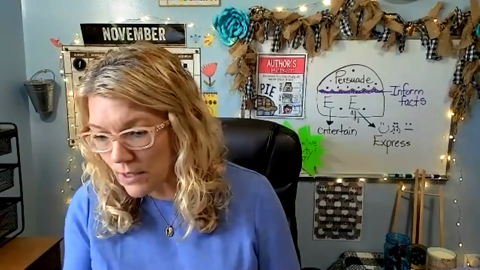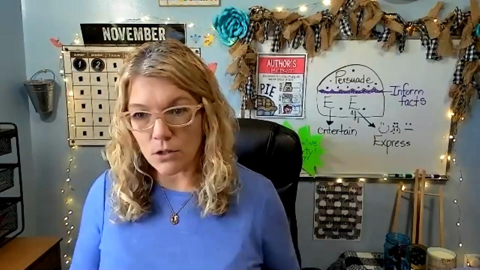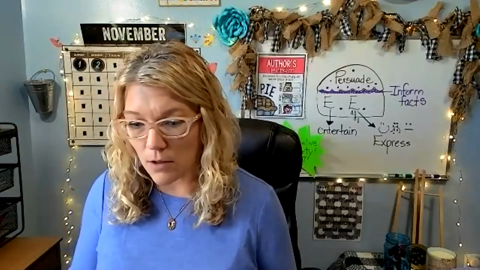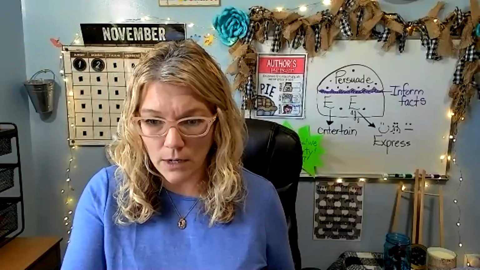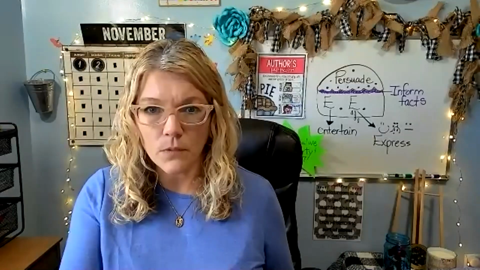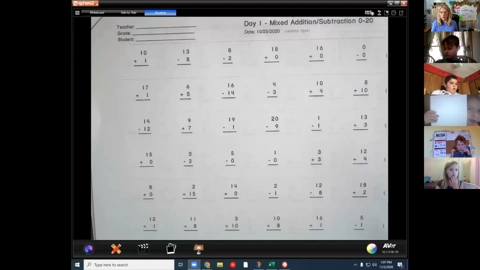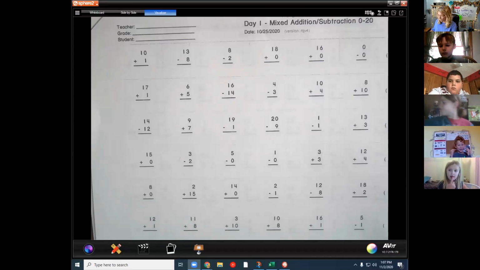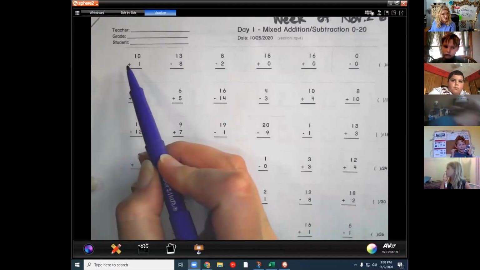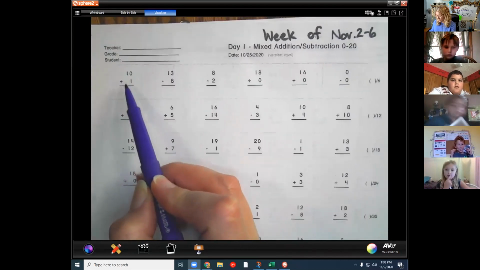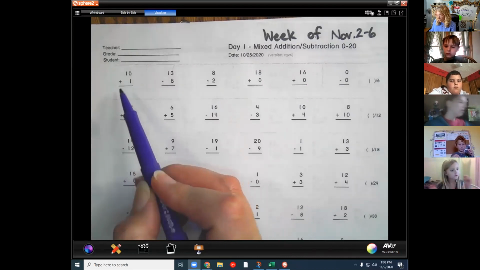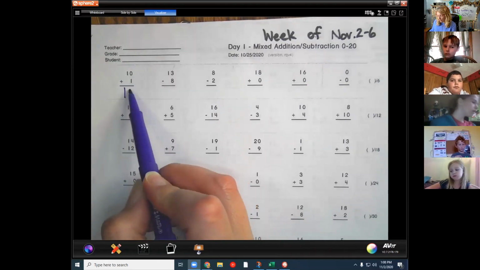So I am using a marker to write my answers, rather than a pencil, just so you can see them on the overhead. So I'm going to share my screen and let's do some math talk. Talk about math. Here we go. You can see my screen, so you can see the problem. All right, let's do the first problem together. The first problem is 10 plus 1. Well, my brain would think that only one more than 10 would be 11.